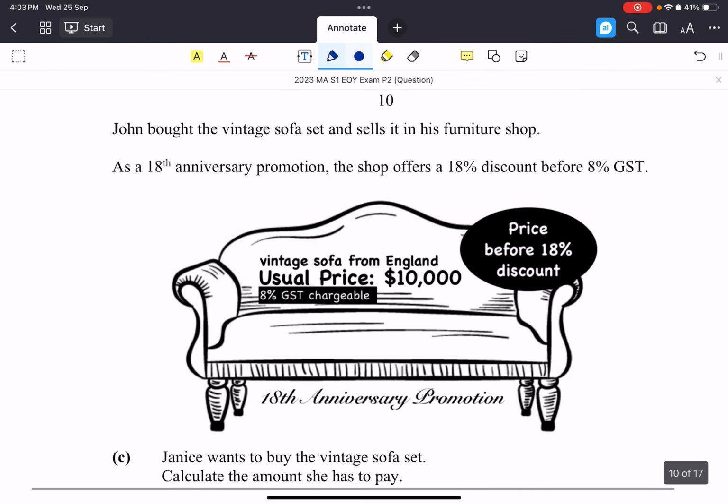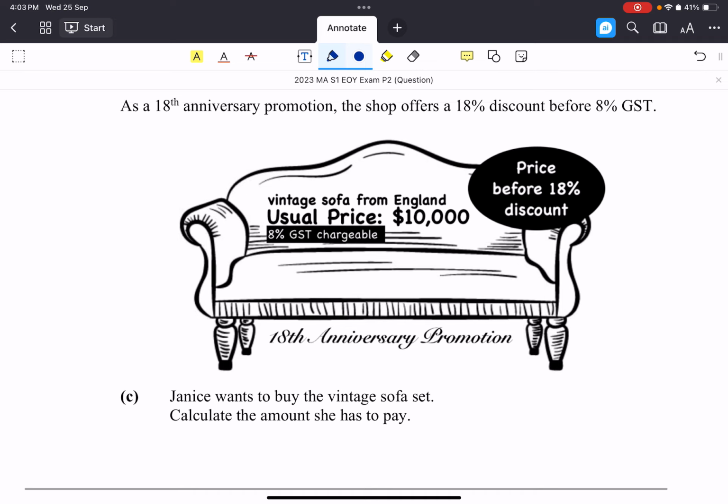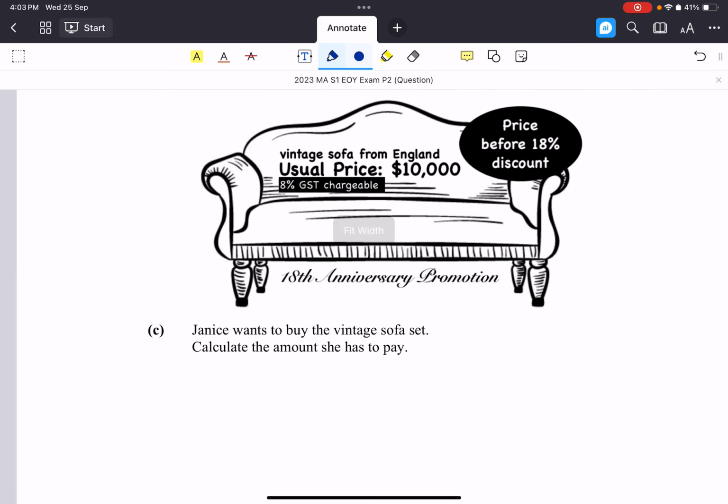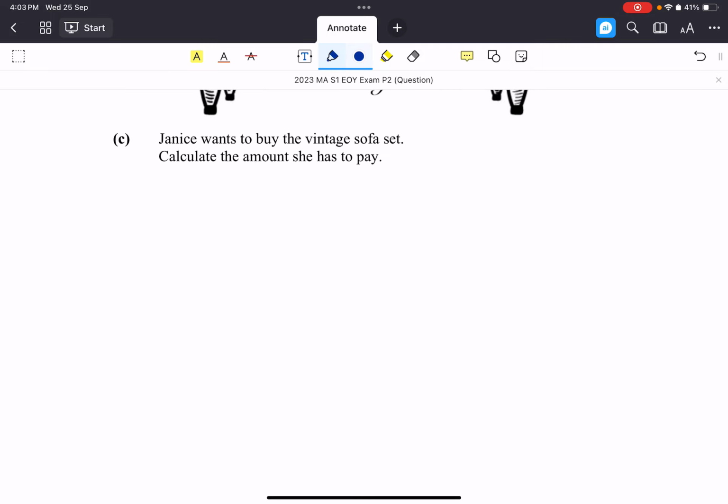Next part, John bought the vintage sofa and sells it at his furniture shop. As an 18th anniversary promotion, the shop offers an 18% discount before 8% GST, right? Now Janice wants to buy the sofa. So the amount that Janice needs to pay, let's calculate.